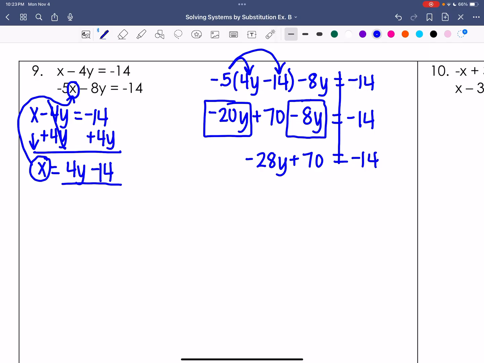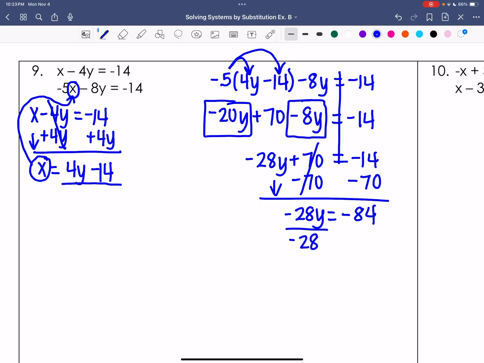Now, my next step is to isolate the variable. And to isolate the variable, instead of adding 70, I'm going to subtract 70 from both sides. Now here, I'm left with negative 28y equals negative 14 minus 70, which is negative 84. Now our last step is to divide. I'm going to divide both sides by negative 28. So here, negative 28 cancels, and now in our calculators, we need to take negative 84 divided by negative 28. And here we end up with a positive 3.